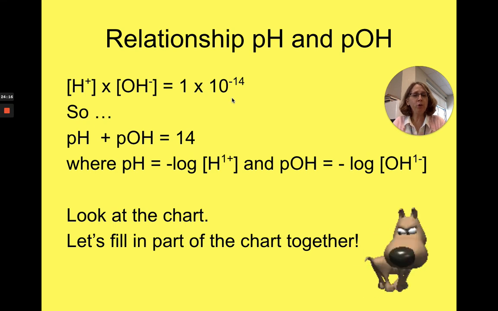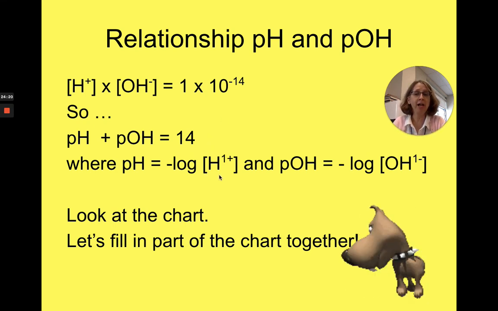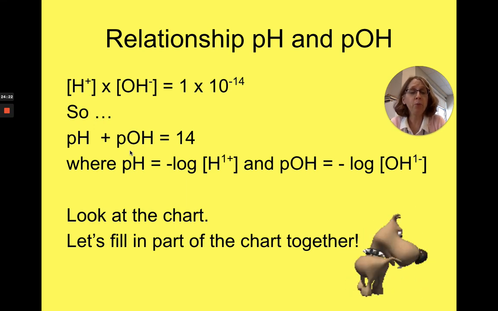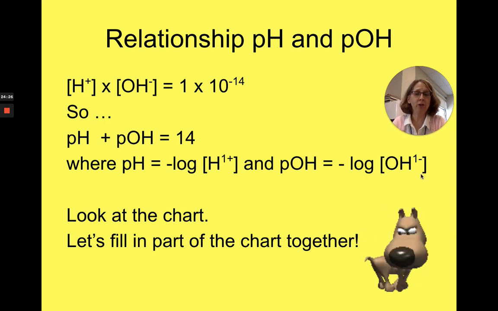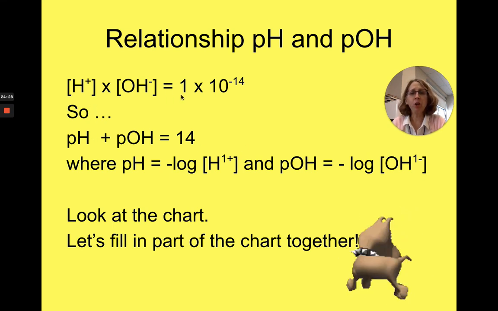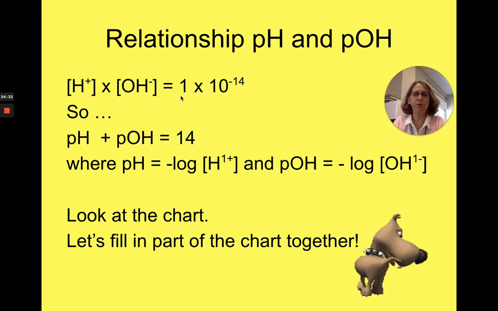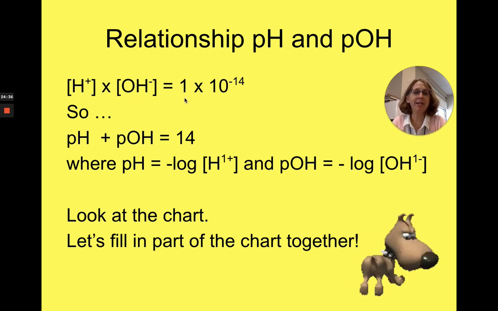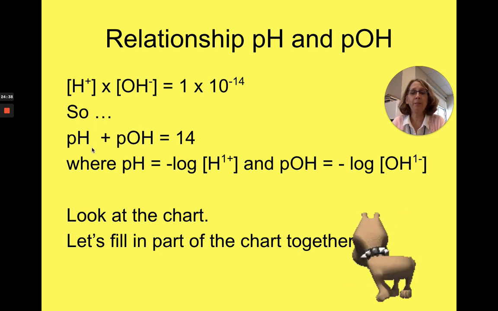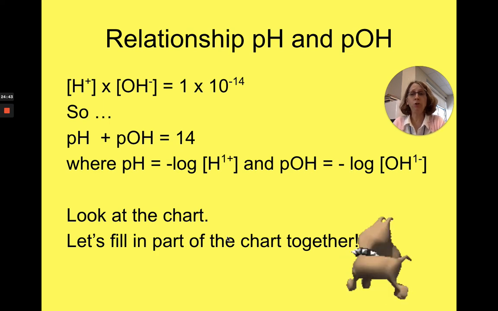And remember, we use pH as a shorthand, and pH is the negative log of the hydrogen ion concentration. Well, there's also a term called pOH, which is the negative log of the hydroxide concentration. In all solutions, there's going to be a balance between the two. So these two concentrations multiplied are always going to be 1 times 10 to the negative 14th, which means that the pH plus the pOH are always going to equal 14. Let's see how we can use a chart to do that.